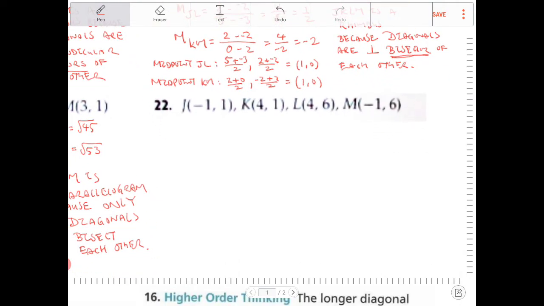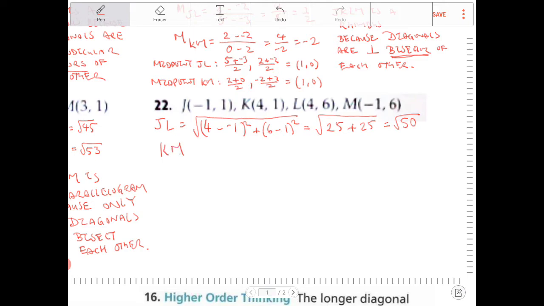And let's go for the last one here. I wish they'd make it a little more interesting. So JL, okay, let's find the distance of JL again. So the square root of 4 minus negative 1 squared plus 6 minus 1 squared. If I do the math, that's really 25 plus 25, so it's going to be the square root of 50.